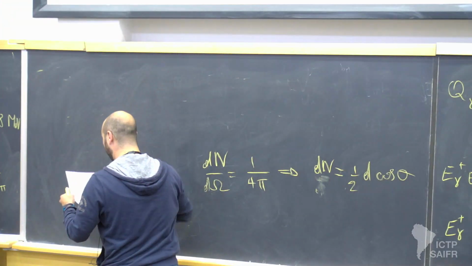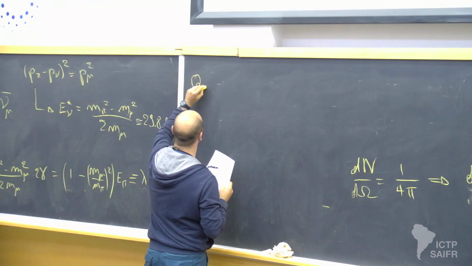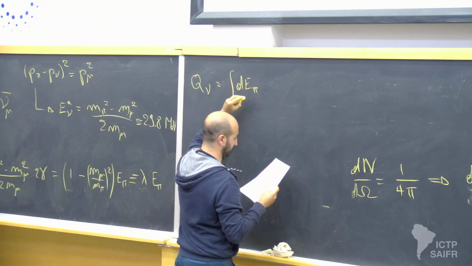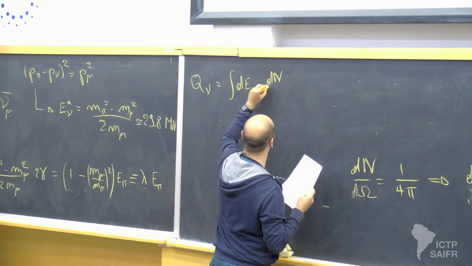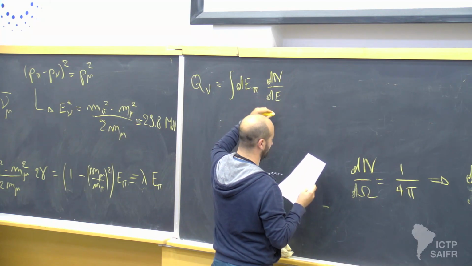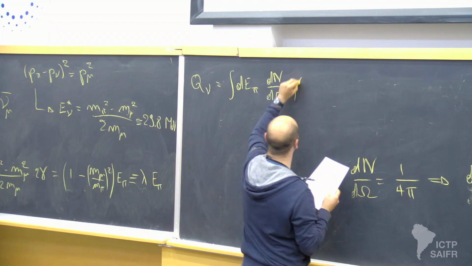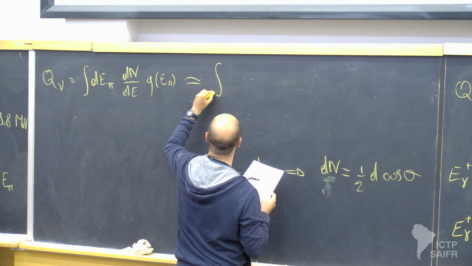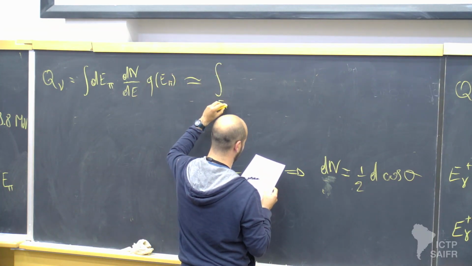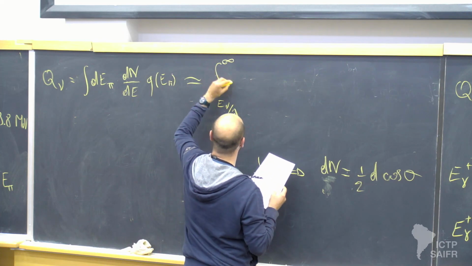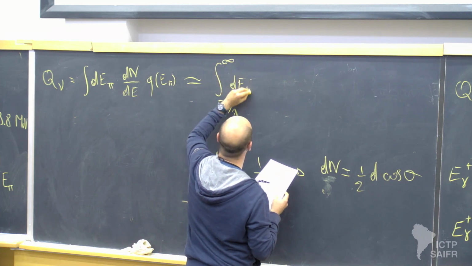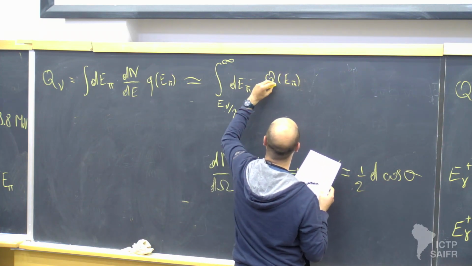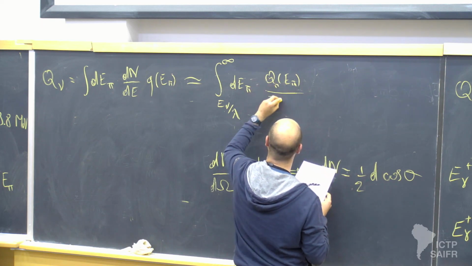what do I get for the source term of the neutrino? This is going to be the integral over the energy of the pion times the dN over dE for the pion times the q of the pion, and this is approximately in this relativistic limit given by the integral from the energy of the neutrino over lambda till infinity of dE pion over lambda E pion times q of the pion, energy of the pion.